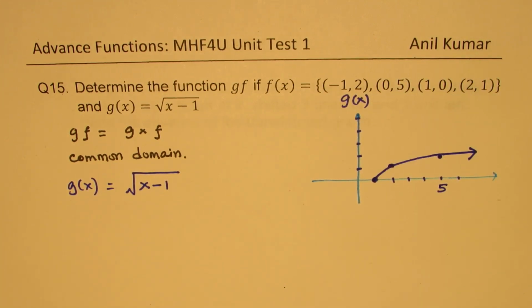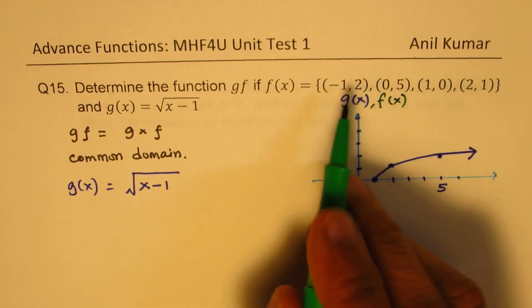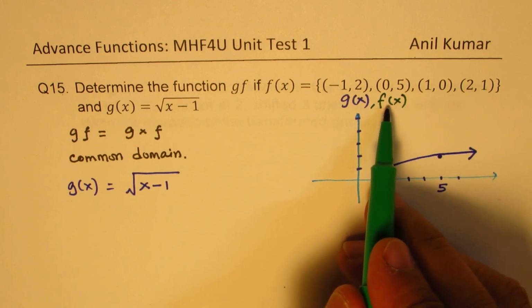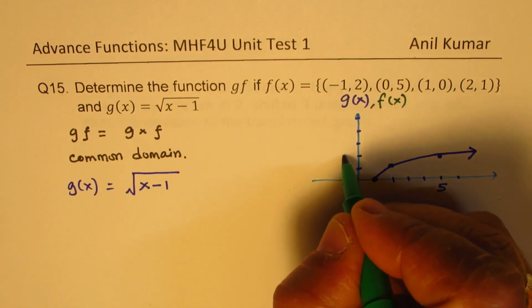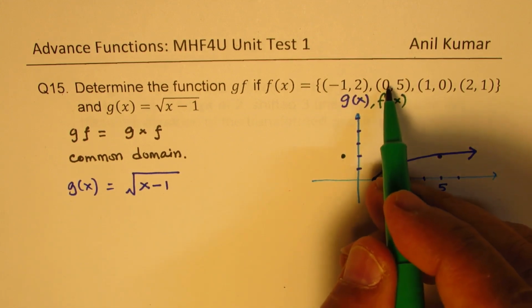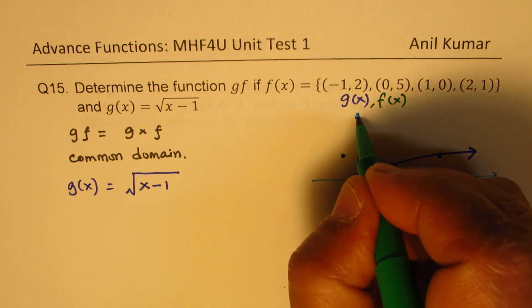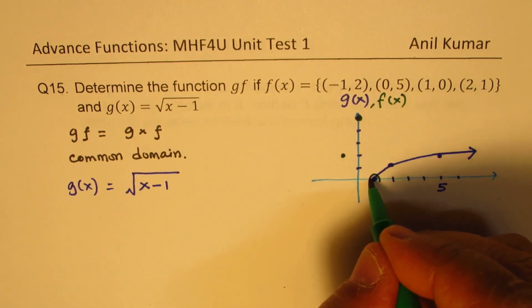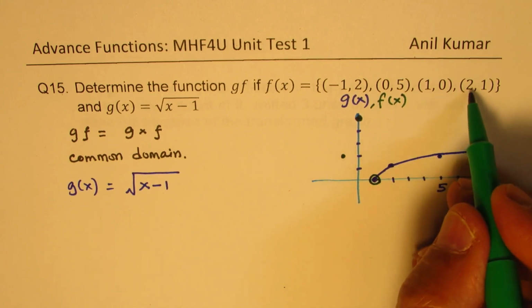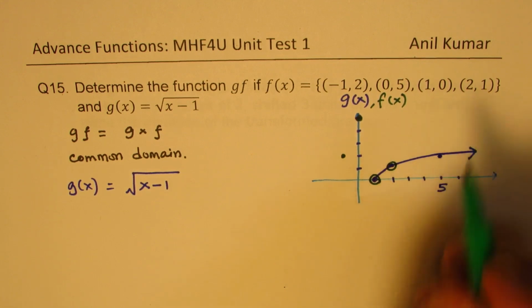Now let's look into the function f of x. So I'll sketch these 4 points using this grid, minus 1, 2. So at minus 1, we have a value 2. At 0, the value is 5. So at 0, it is 1, 2, 3, 4, and 5. At 1, it is 0. At 2, it is 1. Right? These are the values.